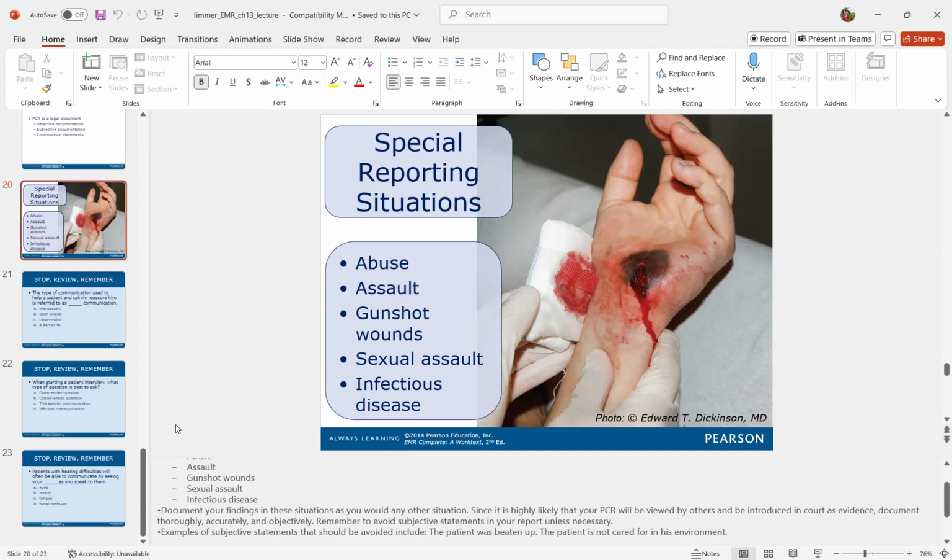We want to avoid subjective statements in your report unless it's necessary. Examples of subjective statements would be stuff like the patient was beaten up, or patient's not cared for in the environment. They don't want your opinion on it, just the facts.